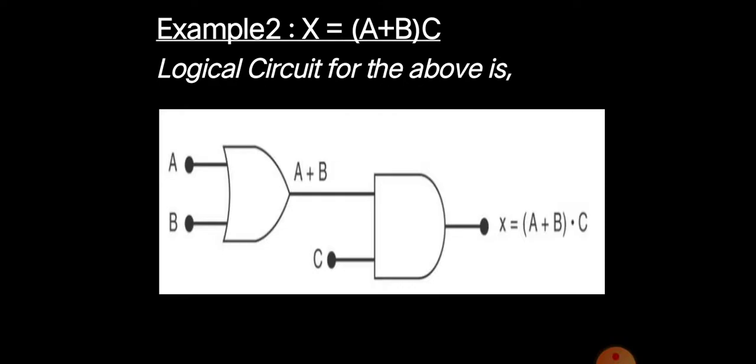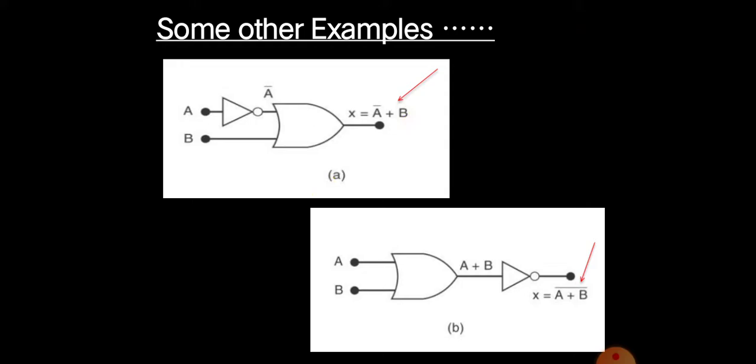So if we want to give the logical circuit of A plus B into C, first we need to give what? The A plus B circuit. So we need to enter 2 inputs along with the OR gate. So it will make A plus B. From the output of A plus B, you need to give another input called C and make it an AND gate. So you will get A plus B dot C. I think you are all clear about how to make logic circuits with the inputs and how to get the output. Some other example, A bar plus B.